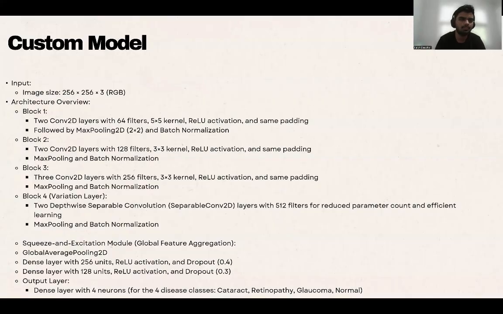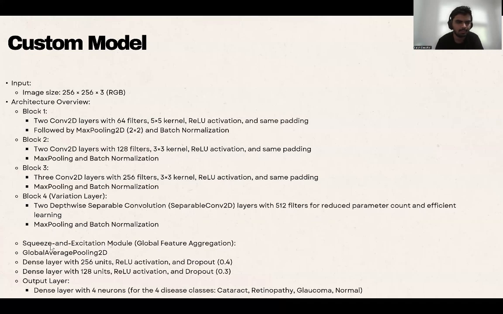You can see over here, this is the architecture of our custom model. It takes an input of image size 256 times 256 times 3 for RGB format. The overall architecture overview, as you can see from over here, is that it uses three blocks having convolutional layers with different numbers of filters and different kernel sizes, using ReLU activation function and same padding, followed by max pooling layer and the batch normalization layer. However, block 4 uses the separable Conv2D layers with 512 filters for reduced parameter count and efficient learning. It also uses max pooling and batch normalization layer, followed by the convolutional layer.